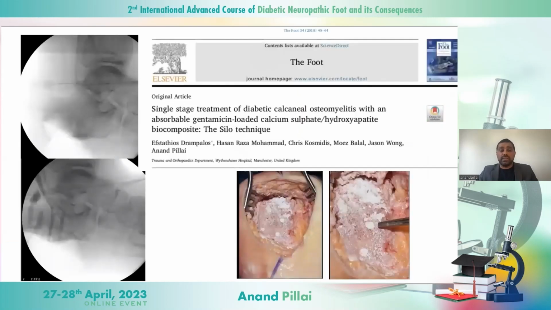So this is our technique, which we published about 5 years ago, which I will show you in a minute. You can see how the calcaneum has been debrided, the back of the infected bone has been removed, and we have injected antibiotic into holes in the calcaneum as silos, which tends to work quite locally.